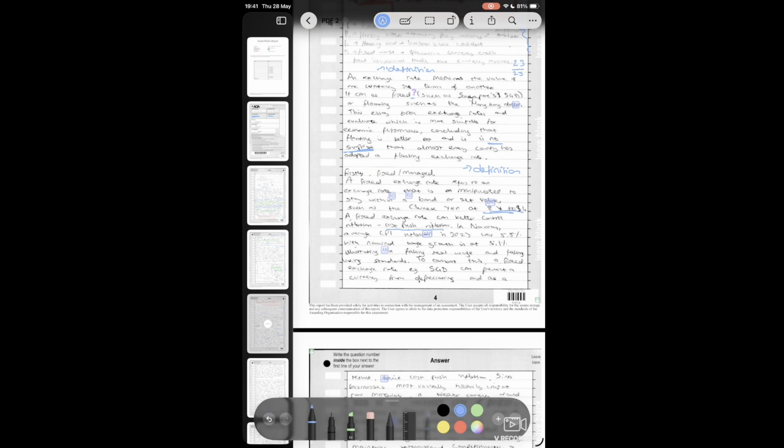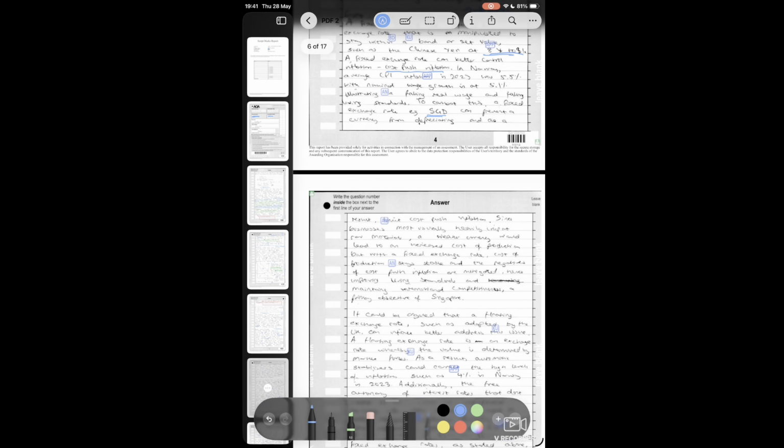To combat this, a fixed exchange rate, e.g. the SGD, easy one there, can prevent a currency from depreciating as a result. Limit cost-push inflation. Since businesses most usually heavily import raw material, a weaker currency would lead to an increased cost of inflation. But with a fixed exchange rate, cost of production stays stable and the negatives of cost-push inflation are mitigated, hence improving living standards and maintaining international competitiveness, a primary objective of Singapore.